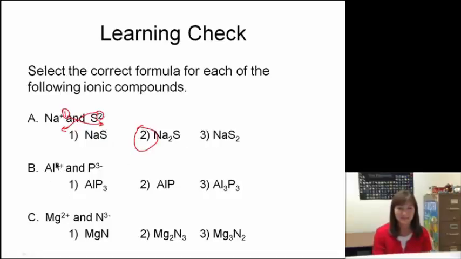If I do B, the 3's are going to come down, but what happens to the 3's? I get a lot of students who pick number 3 to be the correct answer, but you'll get it wrong if you pick this answer, because the 3's can reduce down to 1. So the correct answer is actually number 2. For C, I am looking for 3 magnesiums and 2 nitrogens, so that would be number 3.